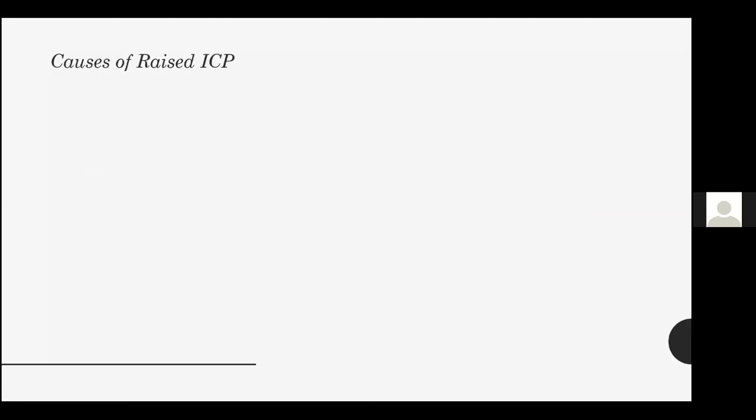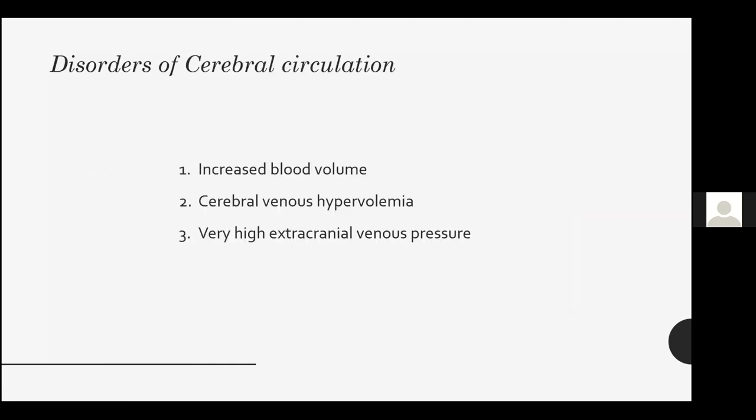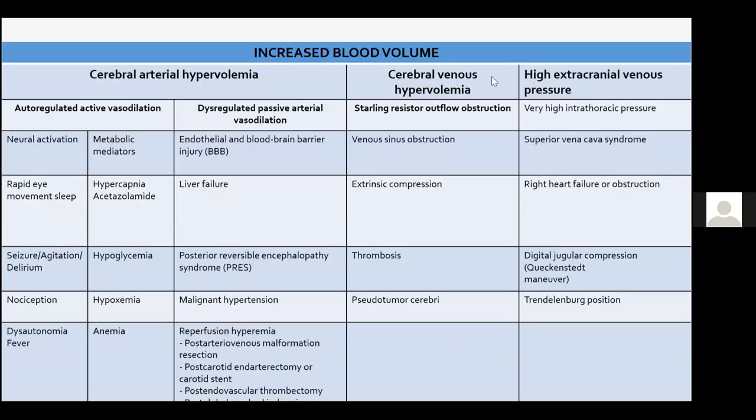Causes of raised ICP. So we know three components and their disorder can lead to disorder of the cerebral circulation, brain edema or masses, CSF obstruction, or hematoma. These are the four main categories which can cause raised ICP. First of all, let's discuss the blood volume.